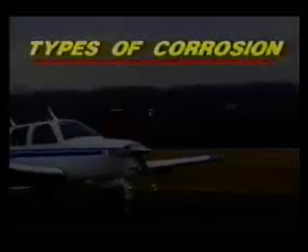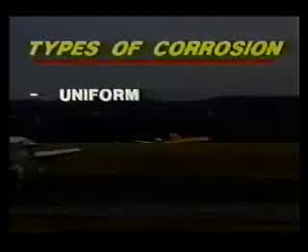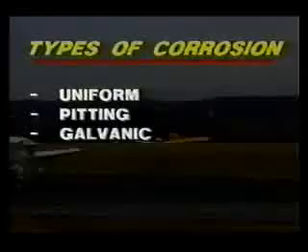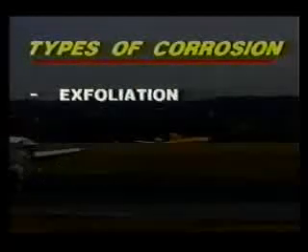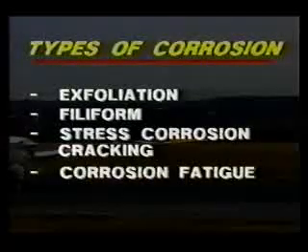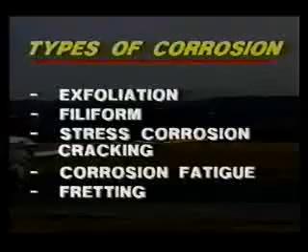This program will now look at the types of corrosion you will come into contact with while maintaining aircraft. We will use their most commonly accepted names in describing each type of corrosion. They are uniform, pitting, galvanic, concentration cell, intergranular, exfoliation, filiform, stress corrosion cracking, corrosion fatigue, and fretting.